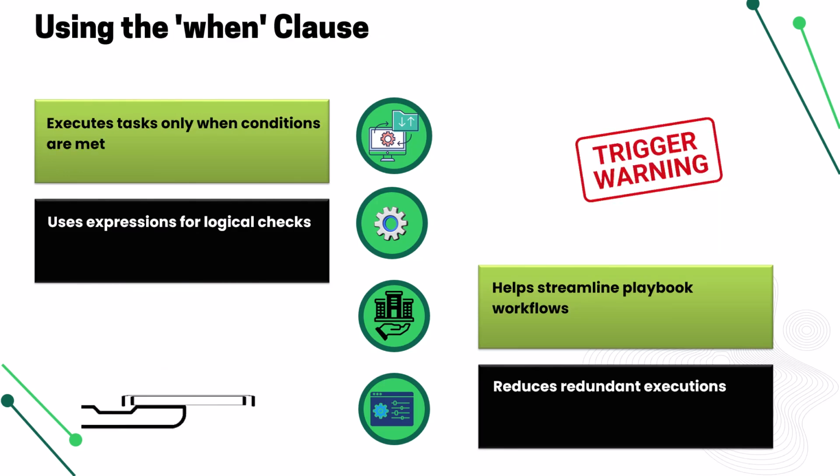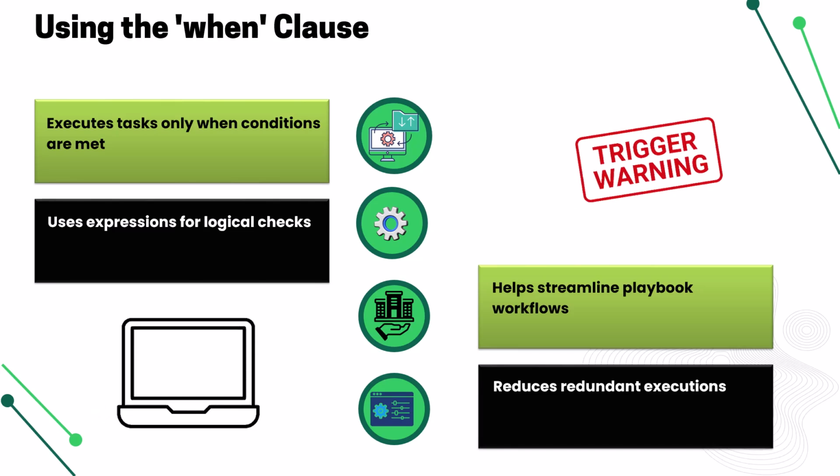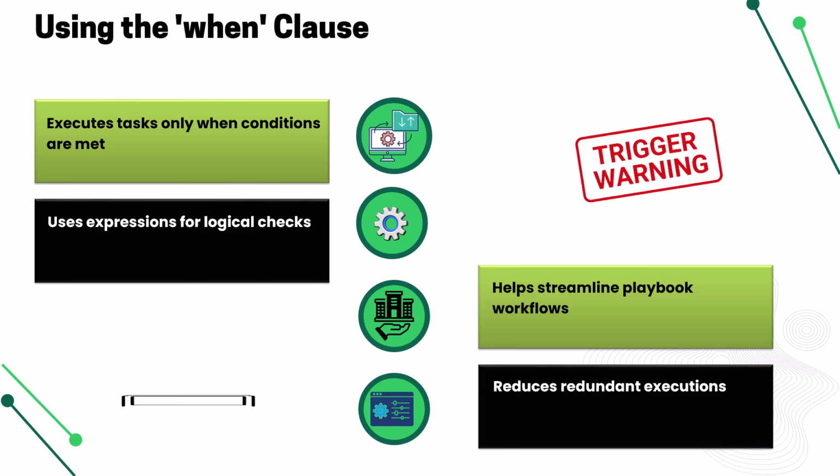Alright, the when clause, our automation's decision maker. It checks conditions before running tasks, preventing unnecessary work. Think of it like deciding whether to bring an umbrella. It only makes sense when rain is expected. Let's see how this clever mechanism simplifies our playbooks.